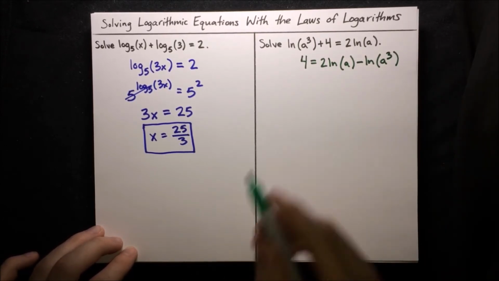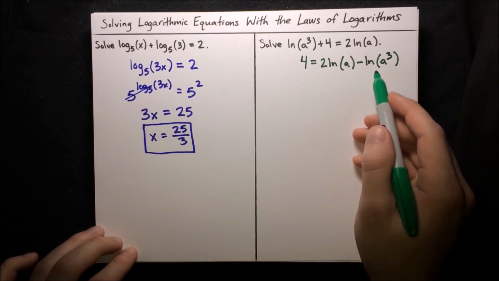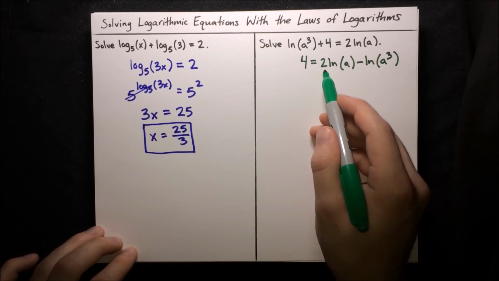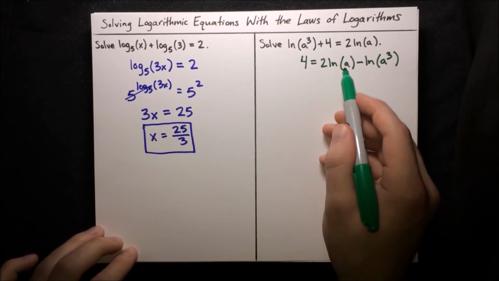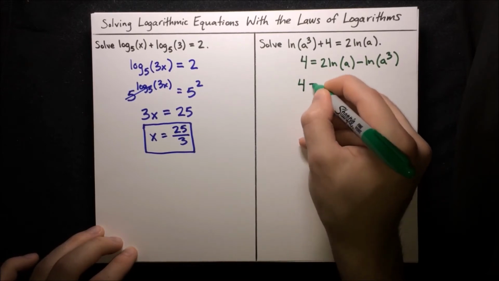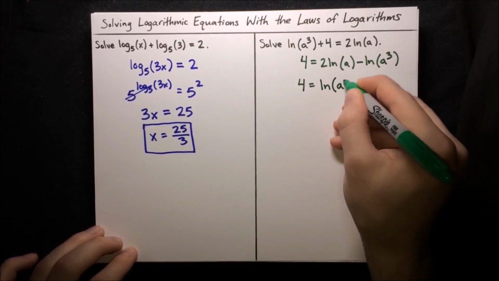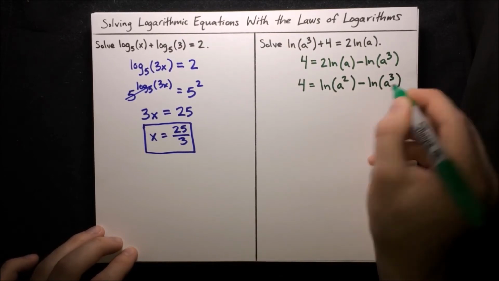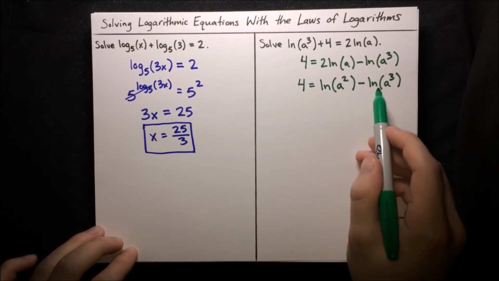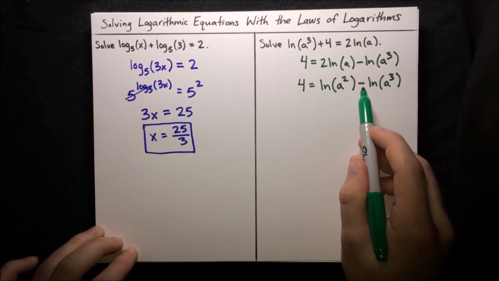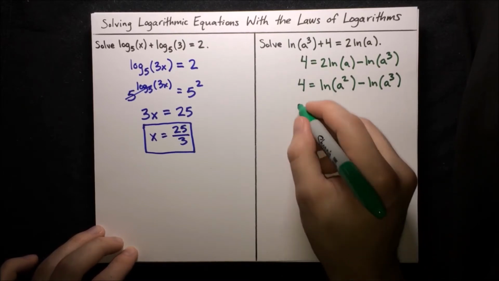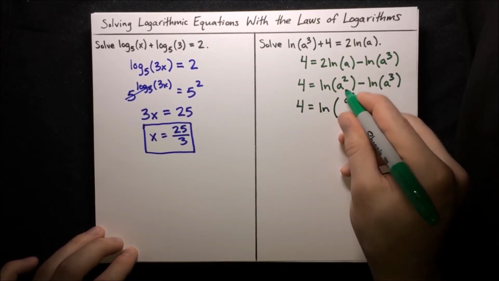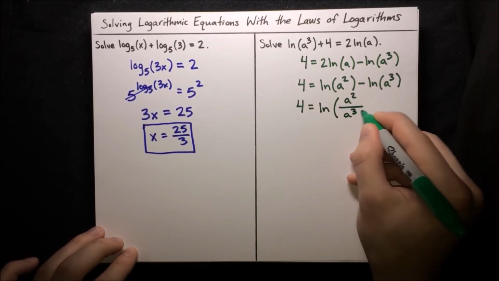Now we want to go ahead and combine these logarithms on the right-hand side. First what we need to do is get rid of the coefficients in front of the logarithms. This logarithm has a coefficient of 2, so we can move that inside the logarithm as an exponent. So we'll have 4 equals natural log of a to the power of 2, a squared, minus natural log of a cubed. Now we can go ahead and combine these logarithms, remembering that subtraction outside of logarithms turns into division inside of a logarithm. So 4 is equal to natural log of a squared divided by a cubed.